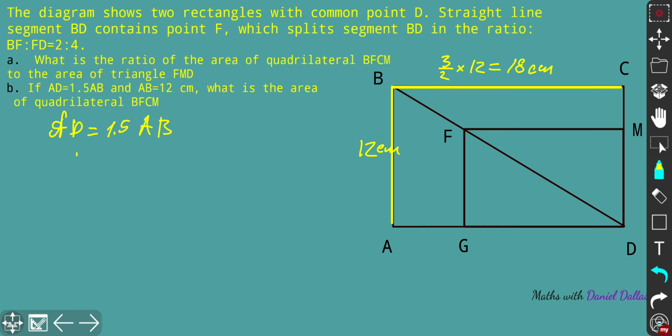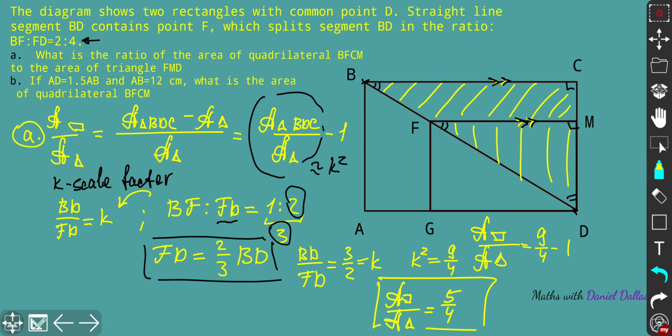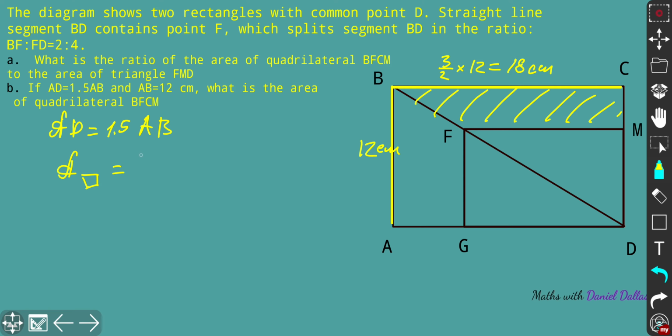Okay, so let's calculate the area of the quadrilateral. Every quadrilateral, if we express it through that ratio, we multiply both sides by the area of the triangle. So that's going to be 5/4 of the area of the triangle, and the triangle is FMD. So we write it as 5/4 of the area of triangle FMD. Right now we can find the area of this triangle.